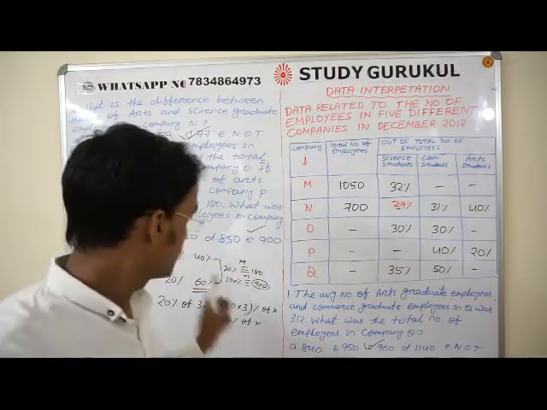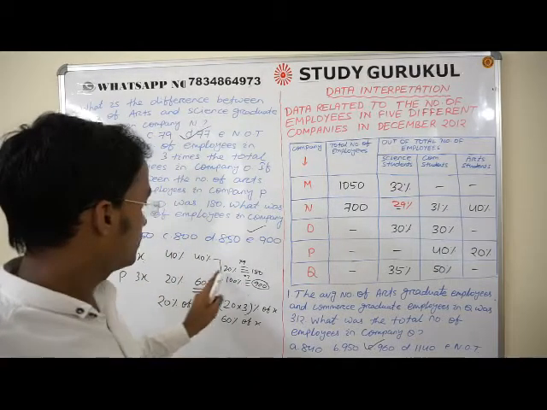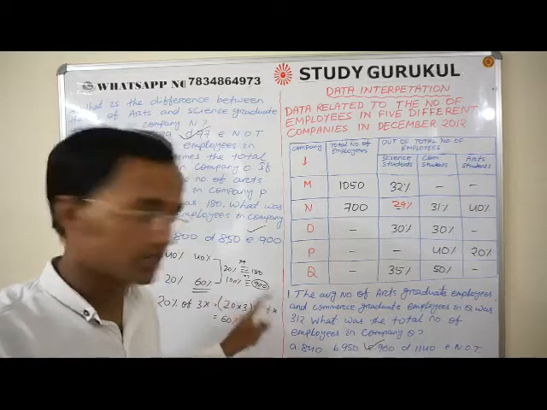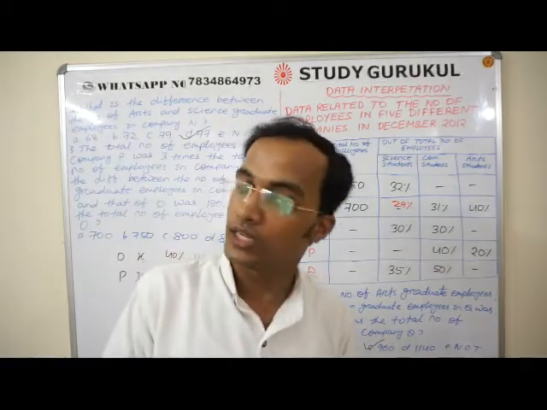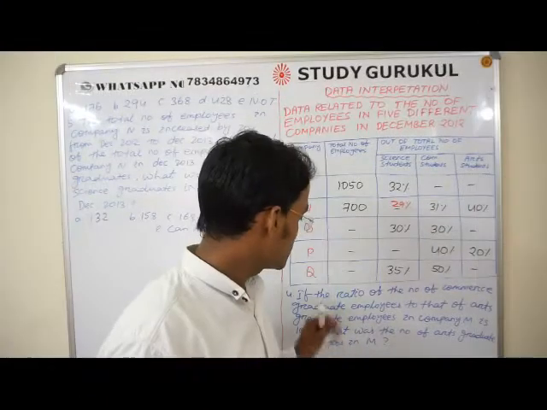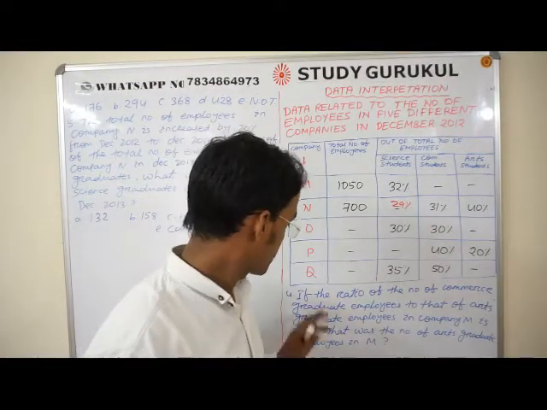Clear? So the difference given is 180. So 20% is 180. So what is 100%? It will be 900. Clear? Next two questions we will solve now. Okay. Now see question number 4.